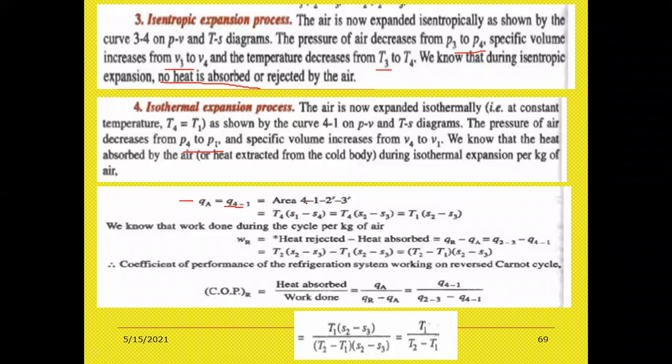Or simply we can see the area of 4, 1, 2, 3. So first take the area: Q41 is T1 of S2 minus S3, which is equal to T1 of S2 minus S1. So therefore the work done per kg of air WR is equal to heat rejected minus heat absorbed, that is QR minus QA, which is Q23 minus Q41. That implies T2 of S2 minus S3 minus T1 of S2 minus S3 is equal to (T2 minus T1)(S2 minus S3). Therefore, the coefficient of performance is equal to heat absorbed by work done.